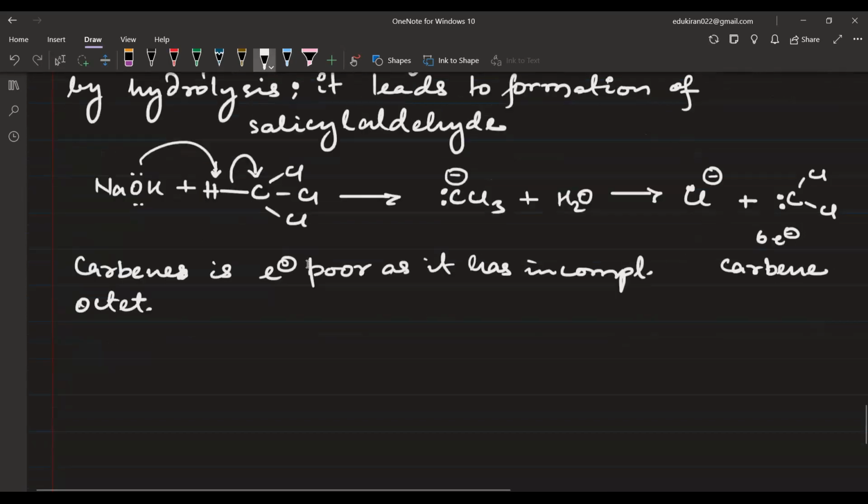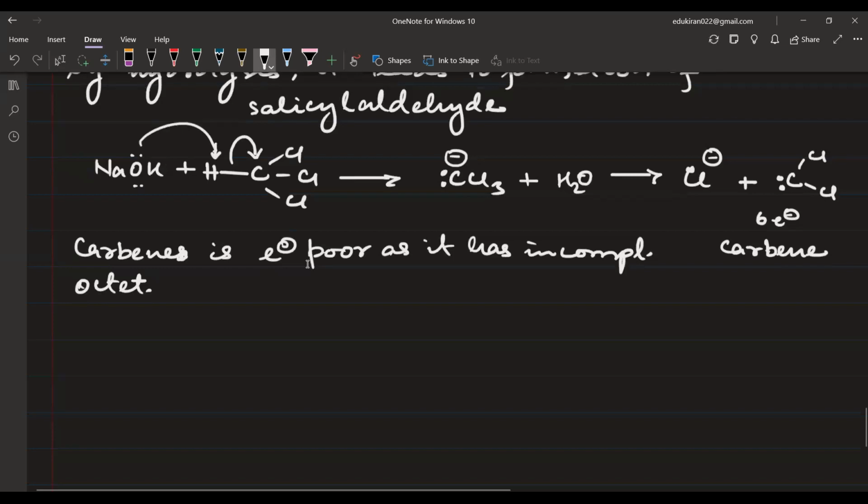Then the next reaction that happens is, we have the phenoxide ion, because we are doing this in aqueous NaOH. So we'll have the same type of reaction, because this is also electron rich, O negative. So this negative charge will come down, and CCl2. Now this may seem like a lone pair, but it is still electron poor.